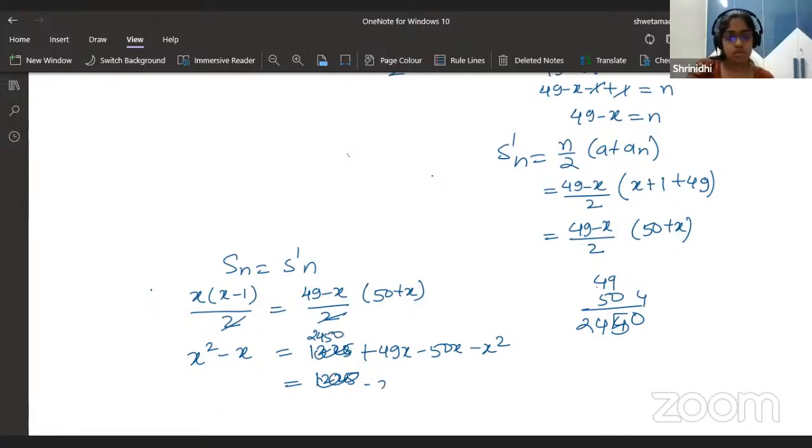Ma'am, I have a doubt in this question. I think the first part of the question asked us to show that Sn is equal to S dash n. No, they have given it.